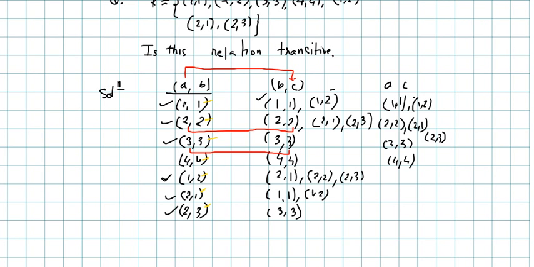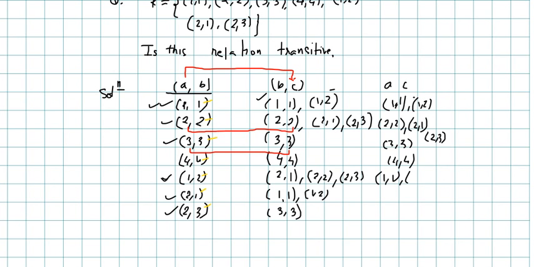Now let us come to this one. 2 comma 1. So in this case AC would be 1 and 1. So let me write here 1 comma 1. Is 1 comma 1 present? Yes, 1 comma 1 is present. This is present. Okay. Next.